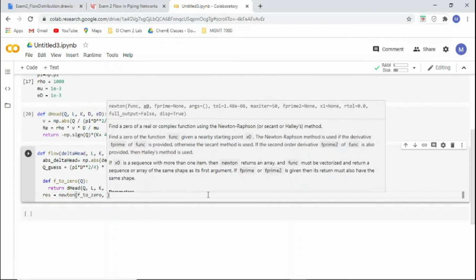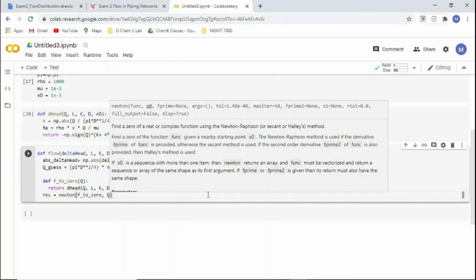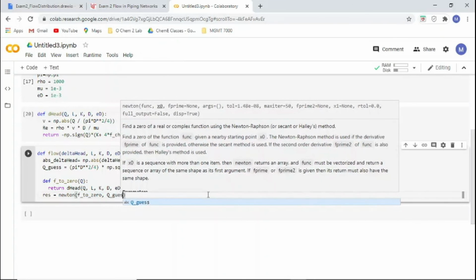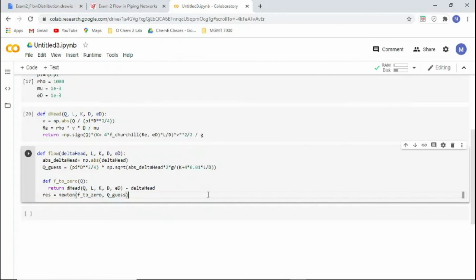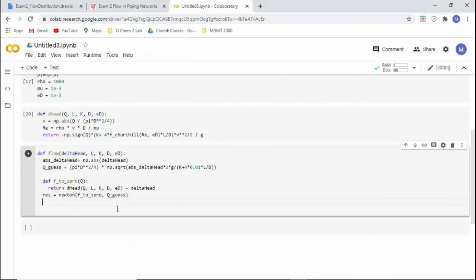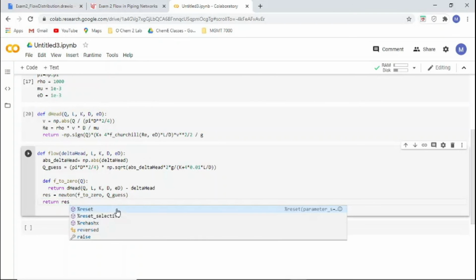And we need to put in an initial guess. And so that's why we now have q guess. We're going to go ahead and put that in there. So q guess. Close the parentheses. And so we want to return the result. So we'll type return res to get that result returned.